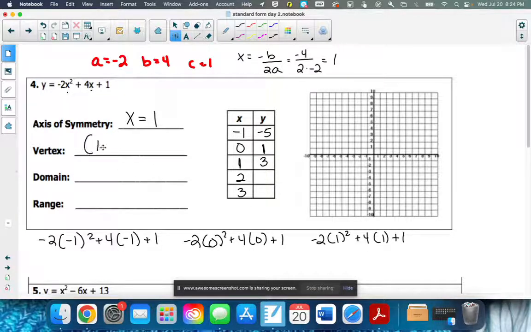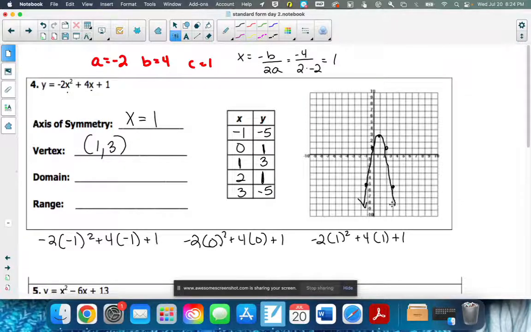So now we have our vertex. And again, I'm going to assume that we did this symmetrically like we're supposed to. That's going to be 1, and that's going to be negative 5. All right, so let's go ahead and graph it. Negative 1, negative 5. Got that. Okay, 0, 1. 1, 3. 2, 1. And 3, negative 5. All right, so nice curve.